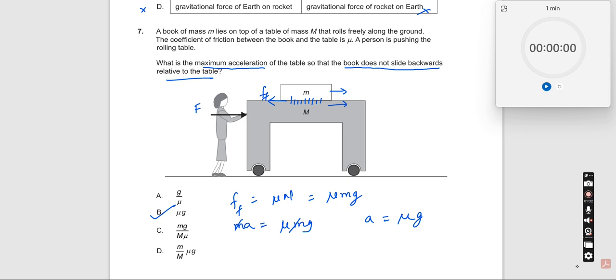Did you understand this question? It is something like when you are moving forward in your car, it appears that the trees are moving backwards. This question is related to something like that. Okay, let us move on to the eighth question.